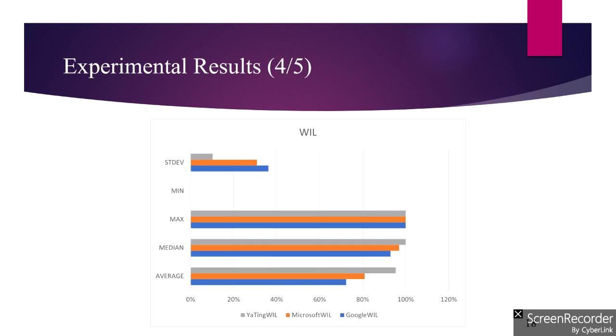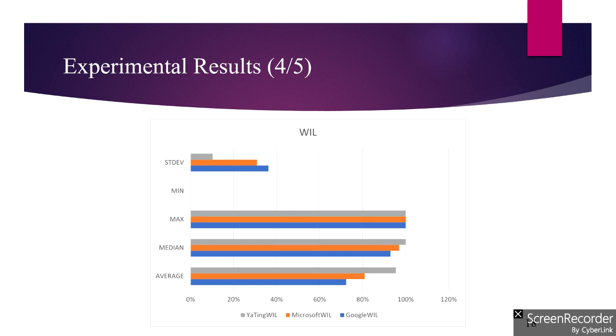WIL represents the percentage of identified speech in the total amount of speech, and a lower value indicates better speech recognition ability. Among the four evaluation indicators, in terms of WIL, the average value for Google is 72%, for Microsoft is 97%, and for Yating is 95%. The order of average values is Google, Microsoft, and Yating, respectively.